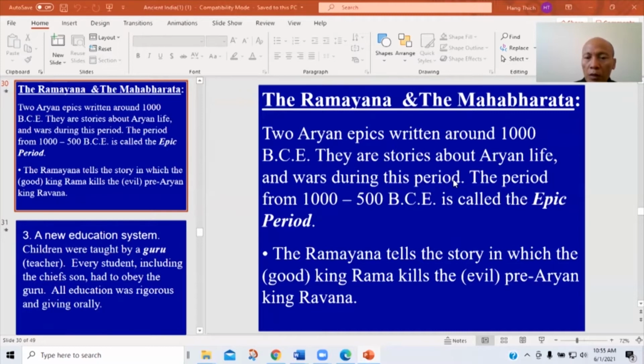The Ramayana tells the story of a good king, Rama, who killed the evil king of the Aryans, Ravana.